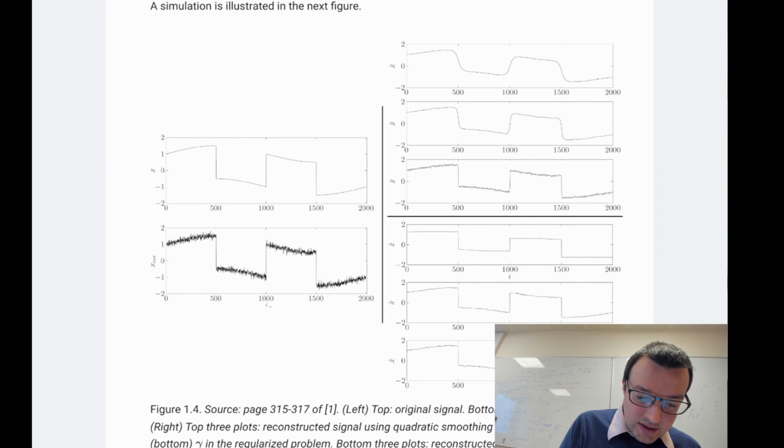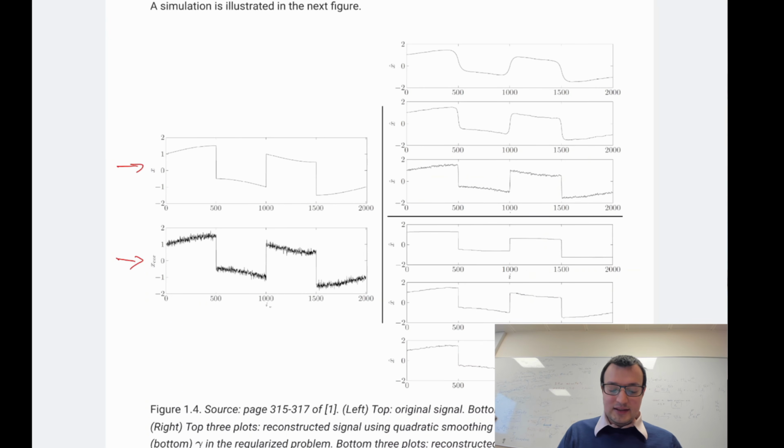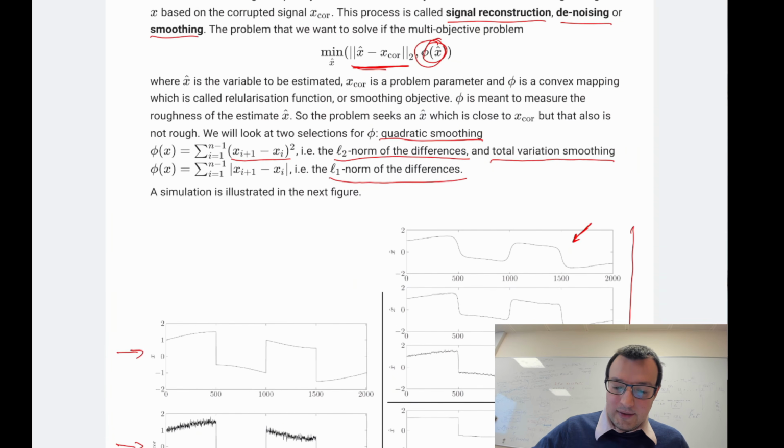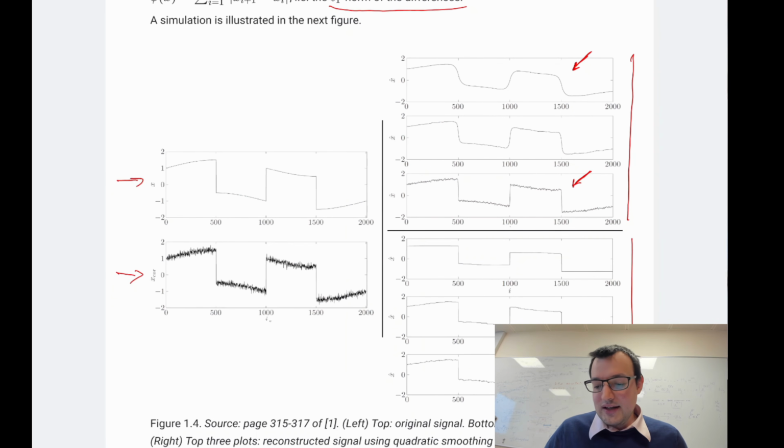What we have here, in this plot, is the original signal that we would like to estimate, and this is the corrupted signal with some high frequency noise. And now here we have three cases for the quadratic smoothing and three cases for the total variation smoothing. So let's first look at the quadratic smoothing. Essentially what we do here is we go from a high smoothing to a low smoothing. So we decrease the weight of the second objective, we decrease the gamma as we go down over here.